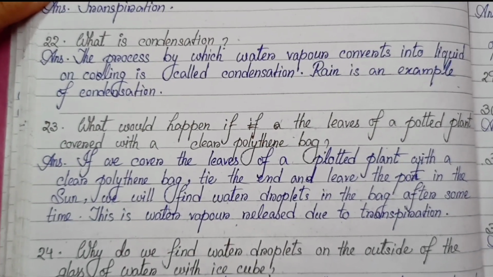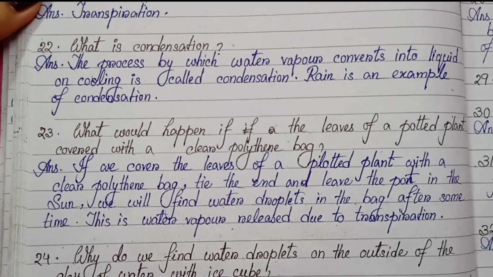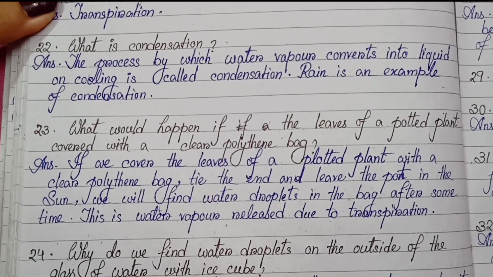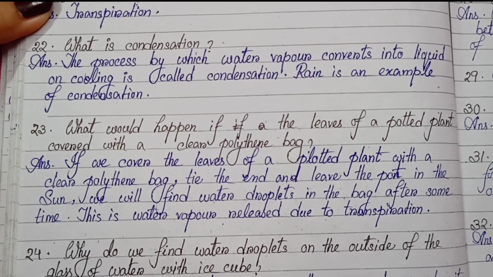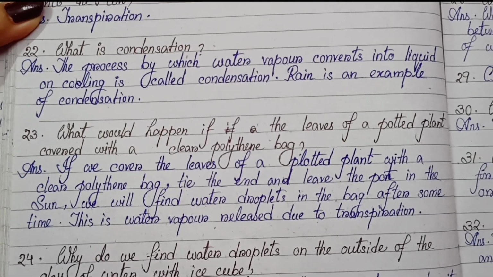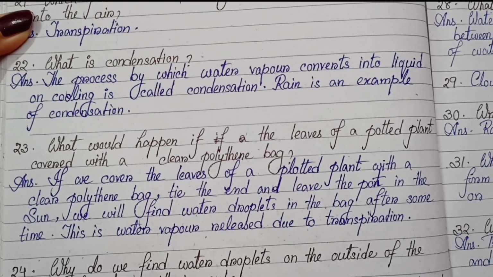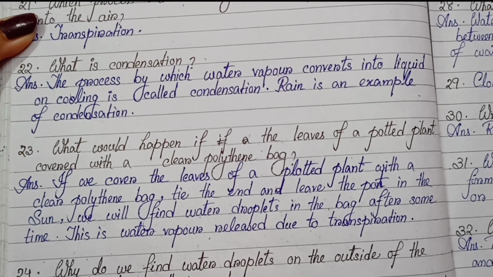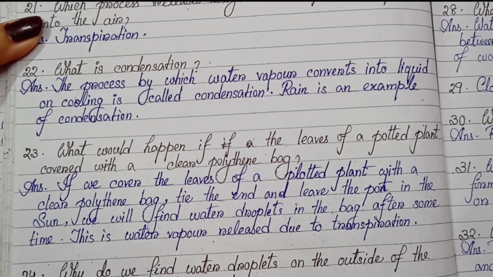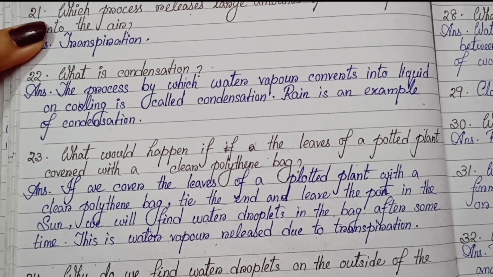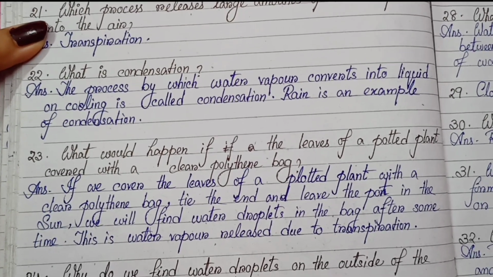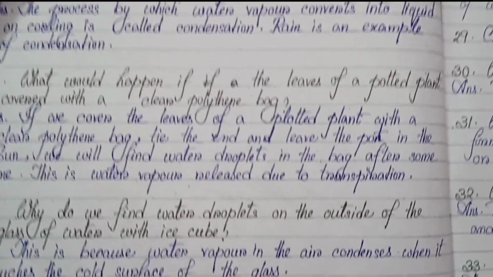Number 23. What would happen if the leaves of a potted plant are covered with a clear polythene bag? If we cover the leaves of a potted plant with a clear polythene bag, tie the end and leave the pot in the sun, we will find water droplets in the bag after some time. This is water vapor released due to transpiration.